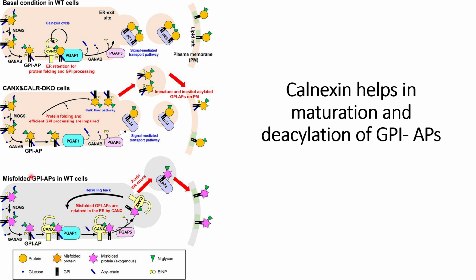And this third condition is about when the misfolded GPI-APs are present within the wild type cells, and if they are not able to acquire the native structure even after remaining within the wild type cells for a longer period of time, then what will happen? It will continue to recycle back in the Calnexin and calreticulin cycle. The rest of the process is similar. However, after some time, it will develop acute ER stress, and this acute ER stress forces these misfolded proteins to carry over through the P24 cargo and then be expressed on the cell surface.